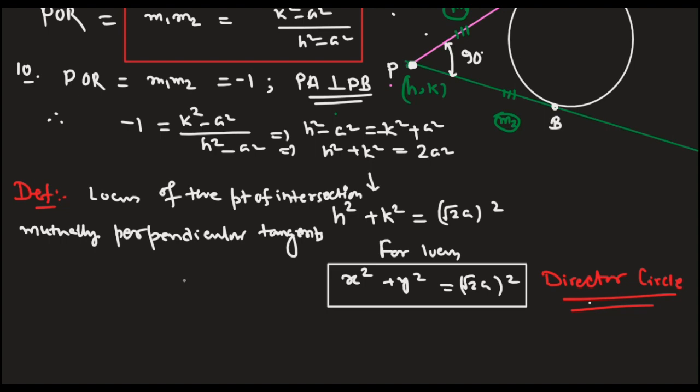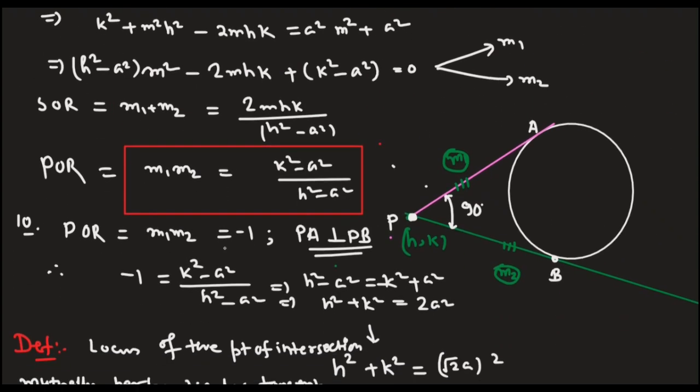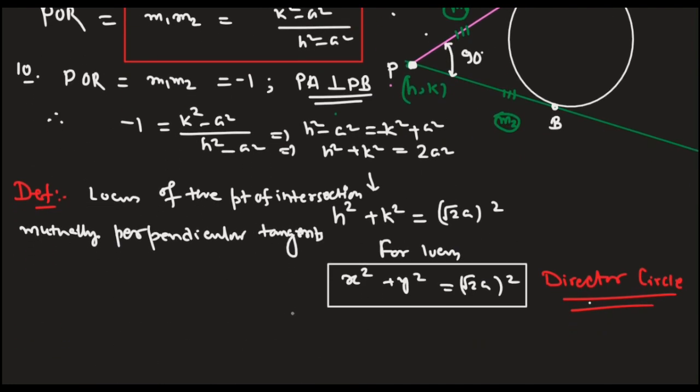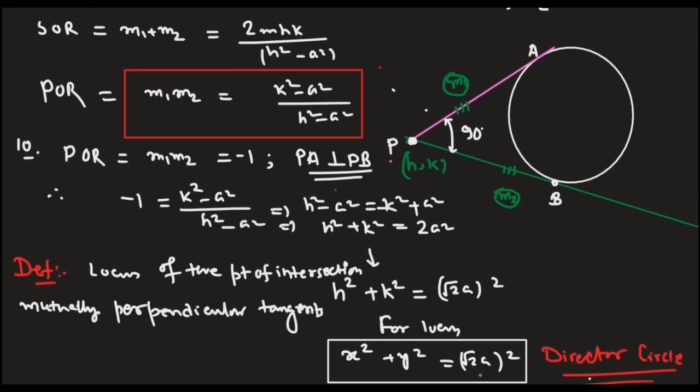Okay, now not only this way, independent of the product of the slopes being minus 1, you can also derive the director circle's equation. In the next few points we will show you how we can find the equation of the director circle without that. So for the equation of the director circle, notice that its radius is root 2 times that of the previous circle, just greater than this one.